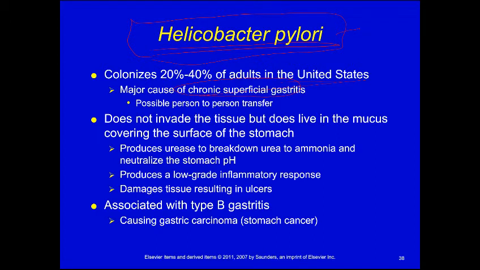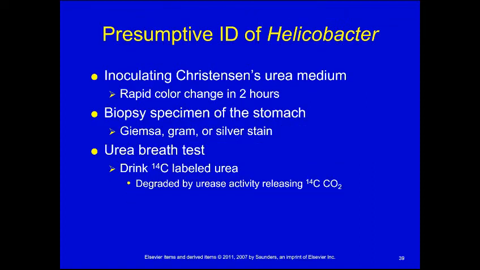Okay? Again, going back, it does not invade the tissue but does live in the mucus covering the surface of the stomach. It produces urease to break down urea to ammonia and neutralize the stomach pH. Produce a low-grade inflammatory response and damages tissue resulting in ulcer. Actually, siya yung bacteria that would cause ulcerations or ulcer. This is associated with type B gastritis causing gastric carcinoma or stomach cancer. So, ibig sabihin, ang type O malamang magkaroon ng stomach cancer because of Helicobacter pylori.